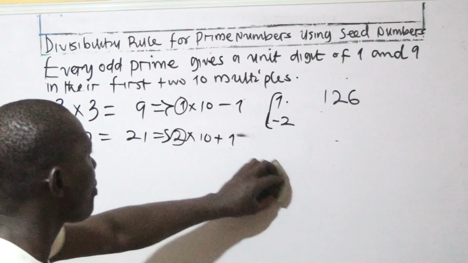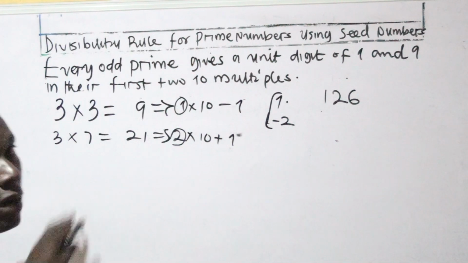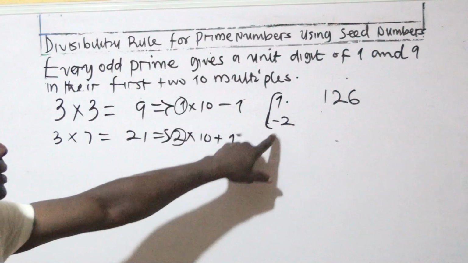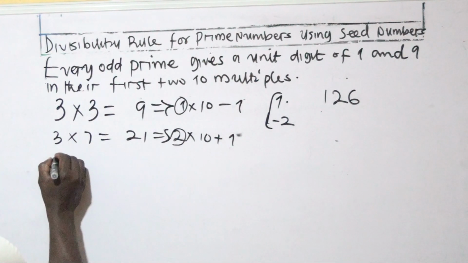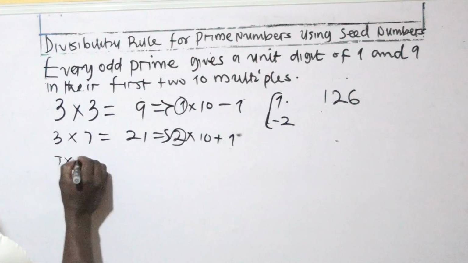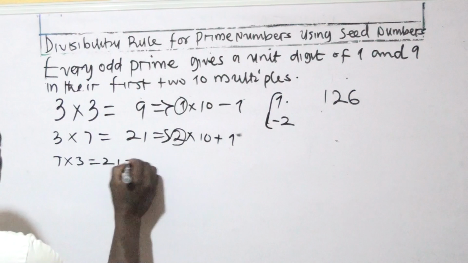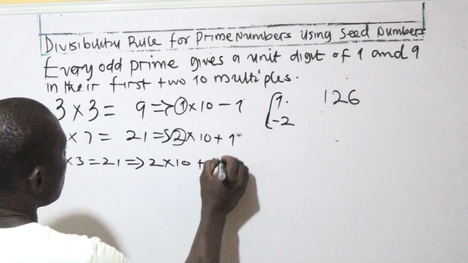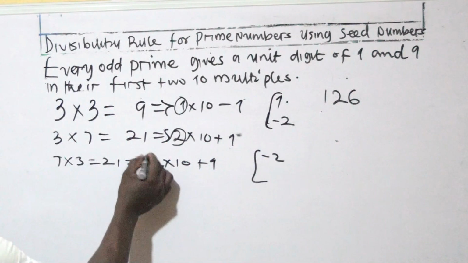Now let's look at another prime number. The next prime number that we're going to look at is 7. For 7, it is already derived here. We're having 7 times 3, which is 21, which is the same thing as 2 times 10 plus 1. And quickly, our seed number there is minus 2.